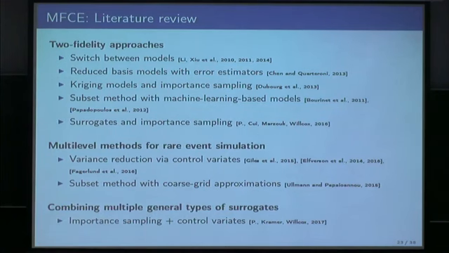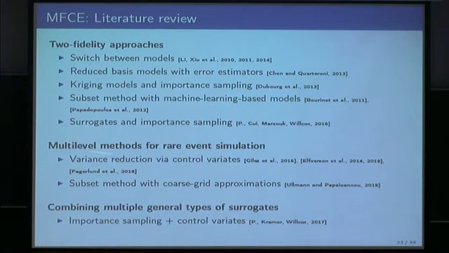Okay, so there's again a lot of work on this in the community on using surrogate models for speeding up rare event simulation. I distinguish here between 3 categories. First one are these 2 fidelity approaches that have a low fidelity model, a surrogate model, and a high fidelity model. And I want to point out 2 works especially. The first one is by Dong Bin on switching between models, and the second one is by Bang Chen on reduced basis method and using error estimators to switch between models.